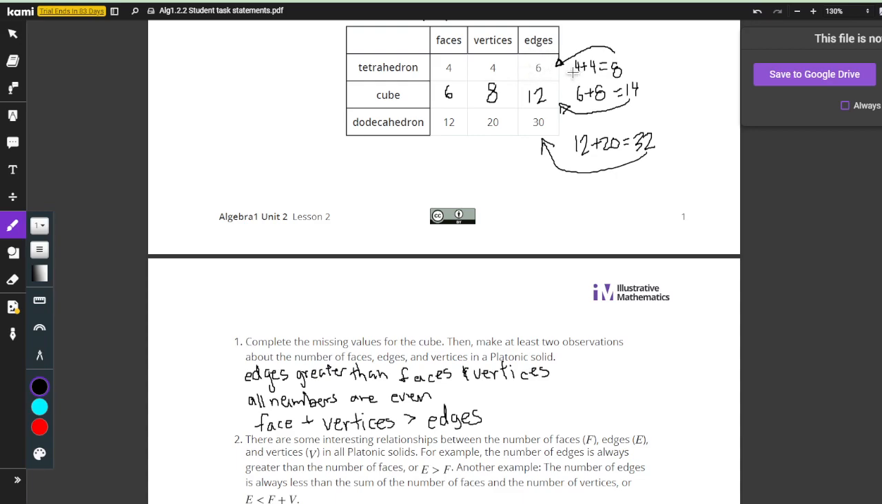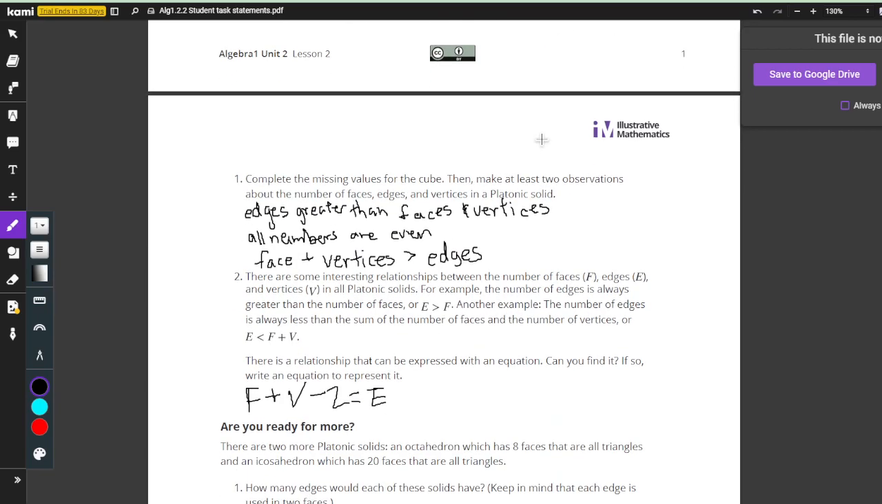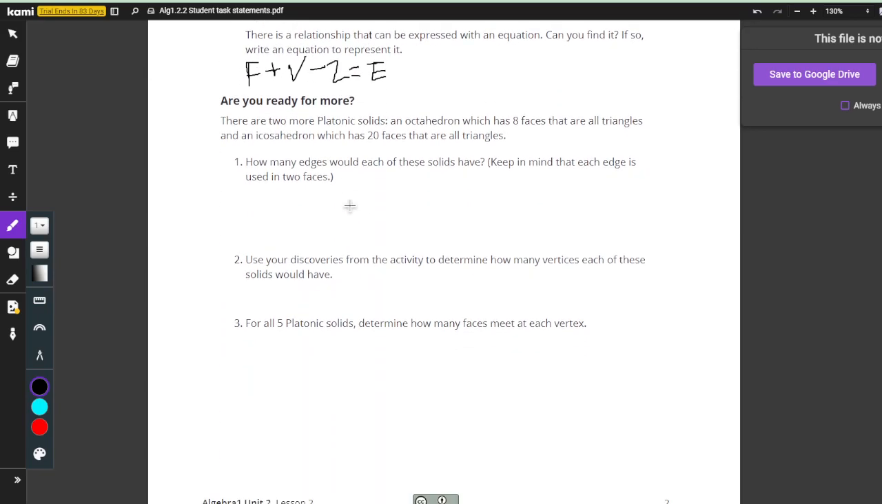the answer of edges. 4 plus 4 is 8, minus 2 is 6. 6 plus 8 is 14, minus 2 is 12. 12 plus 20 is 32. 32 minus 2 is 30. So there's our equation. So let's go ahead and take care of these now. So how many edges would each of these solids have?